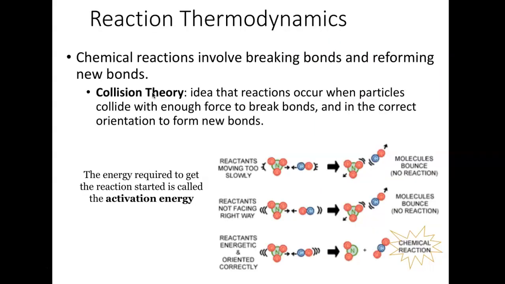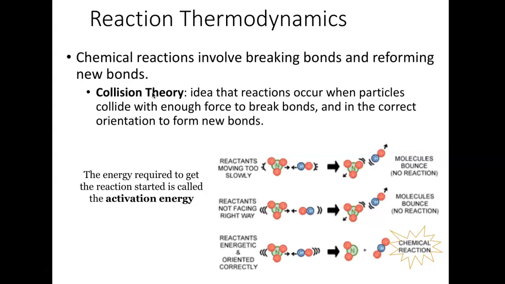So what's happening in a chemical reaction on the atomic level? Well, chemical reactions involve breaking bonds and then forming new bonds. So the collision theory of chemical reactions is this idea that atoms or molecules are flying around at high speeds, and if they crash into each other hard enough and in the correct orientation, then bonds will be broken and new bonds will be formed and a chemical reaction occurs. So that's what's shown in this picture here.